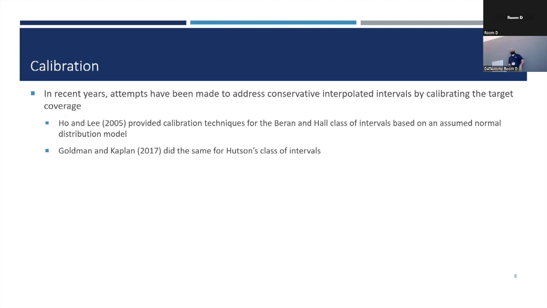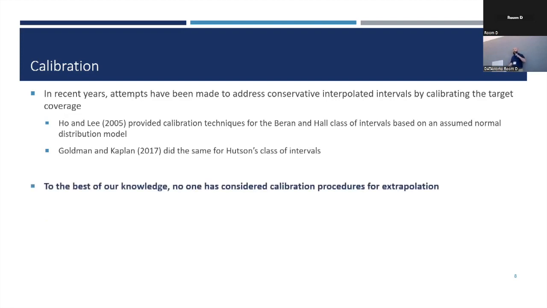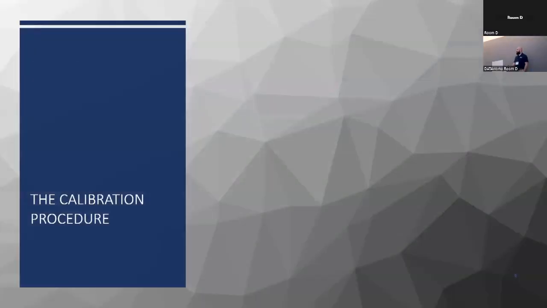And it's been done for both classes of intervals. And again, what they'll do is they'll assume a normal distribution under the hood and then say, here's the actual level you need to target if you want, say, 95%. Maybe it's something closer to 90% you target to get the actual coverage. To the best of our knowledge, no one has considered this for extrapolation. So we said, okay, we'll give that a try. Maybe this could help answer our questions.